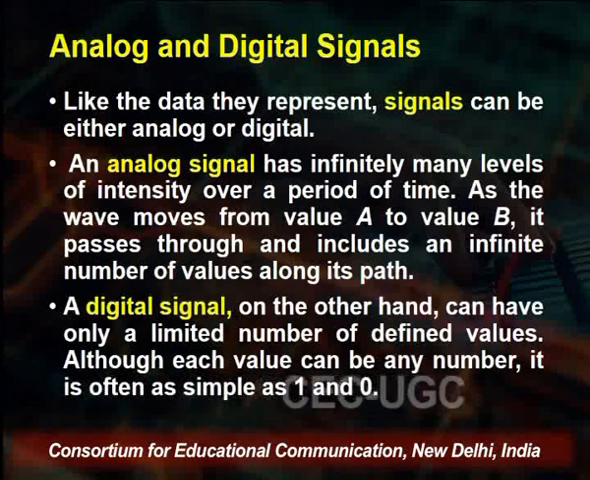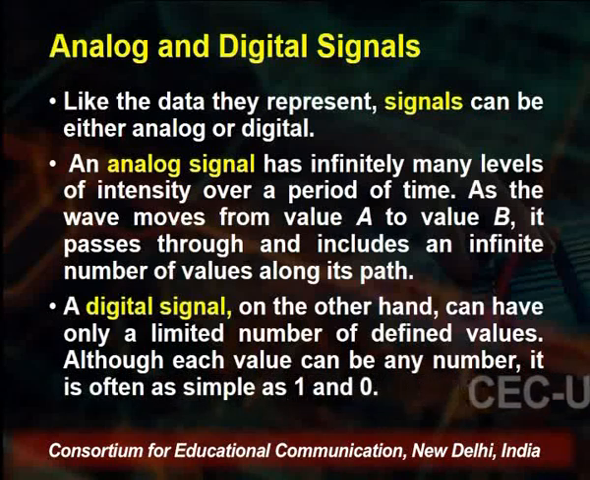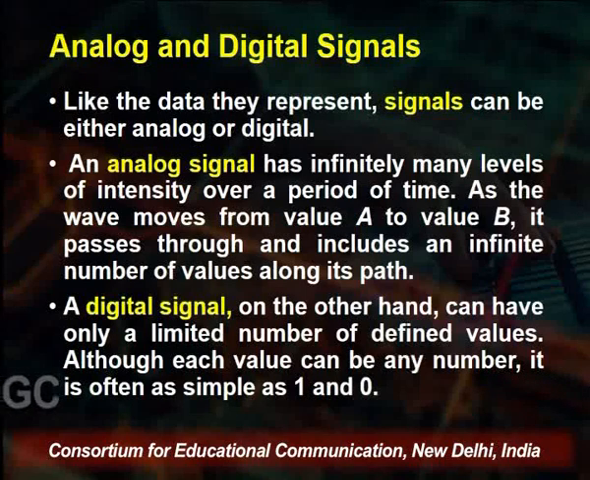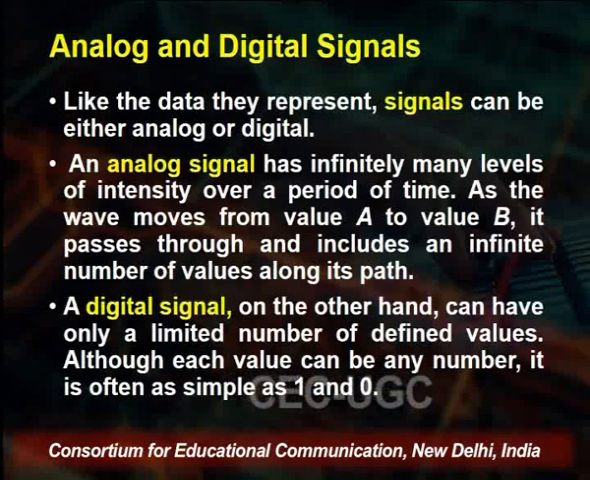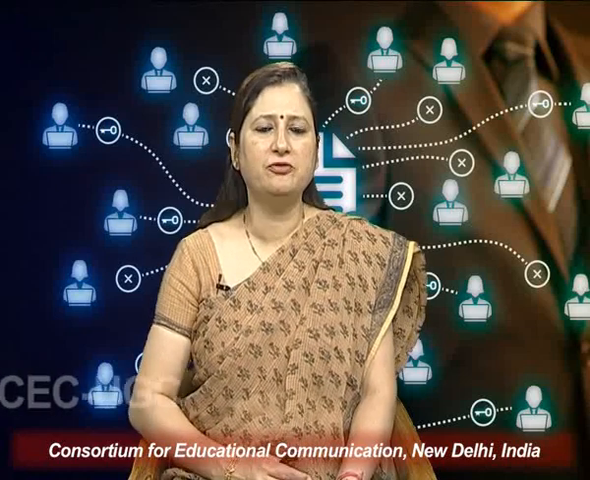For analog data, you will need an analog signal to carry it forward. For digital data, you will need a digital signal which can carry it forward. An analog signal will have many levels, an infinite number of intensities over a period of time. So the wave will move from one point to the other, and it will pass through an infinite number of values along its path. Whereas a digital signal, on the other hand, will have only a limited number of defined values.